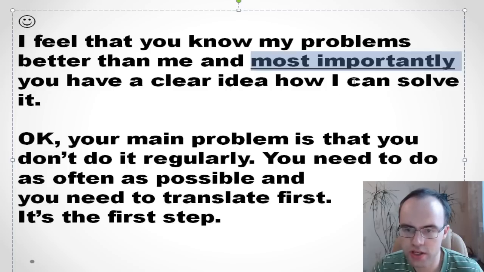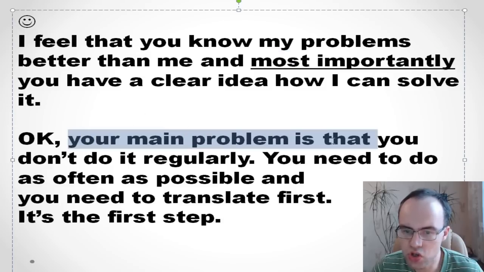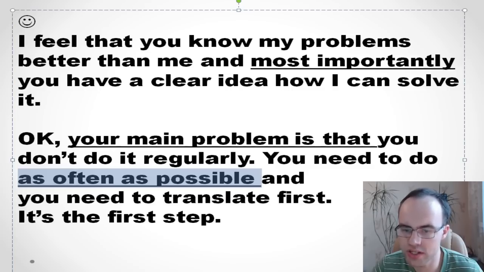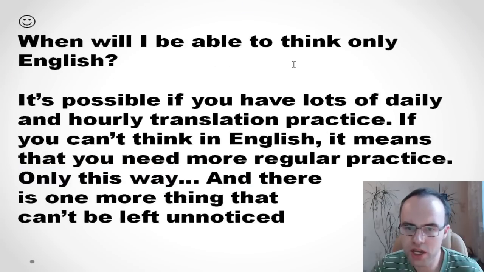Okay, so how can I solve it? What can I do? Okay, your main problem is that you don't do it regularly. You need to do it as often as possible, so as regularly as you can, and you need to translate first. You asked me about translation, and it isn't bad, you need to translate first. It's the first step.